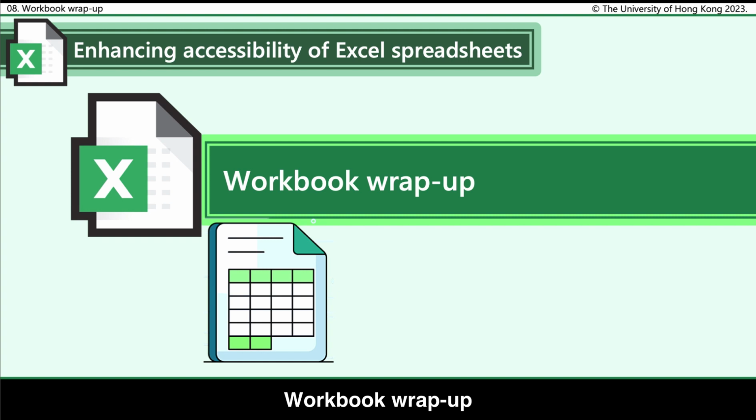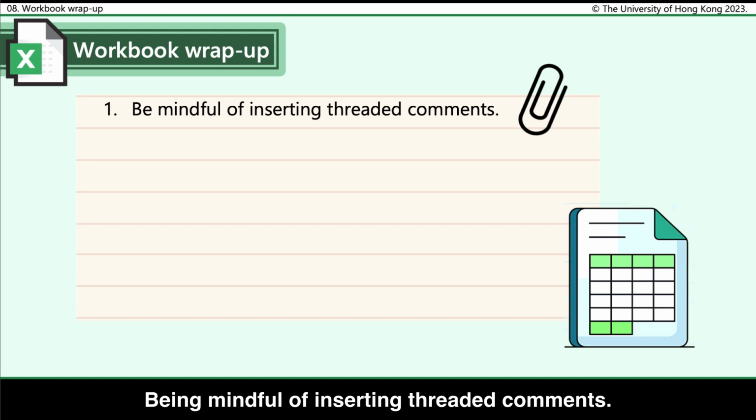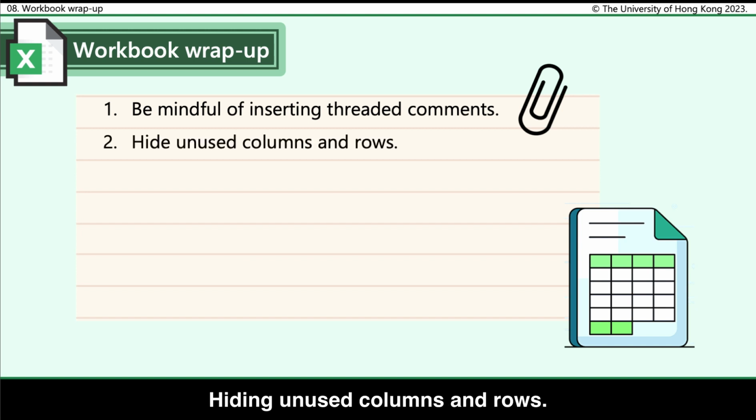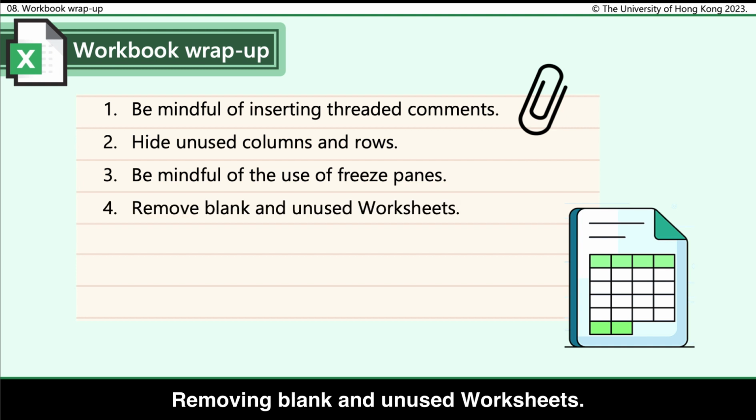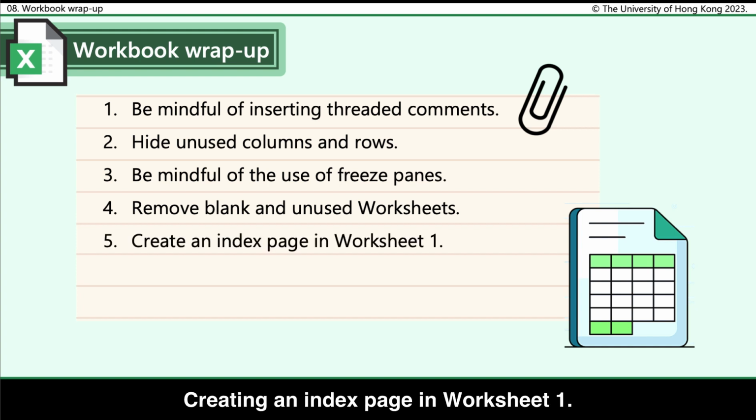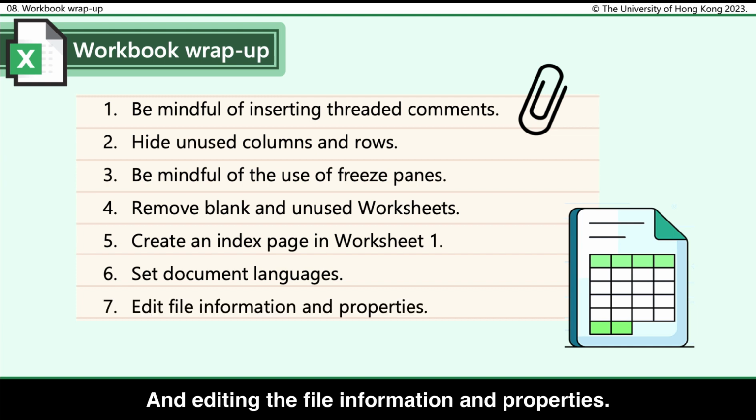Workbook wrap-up. To wrap up the workbook, we would need to be aware of 7 things. Being mindful of inserting threaded comments. Hiding unused columns and rows. Being mindful of the use of freeze panes. Removing blank and unused worksheets. Creating an index page in Worksheet 1. Setting document languages. And editing the file information and properties.